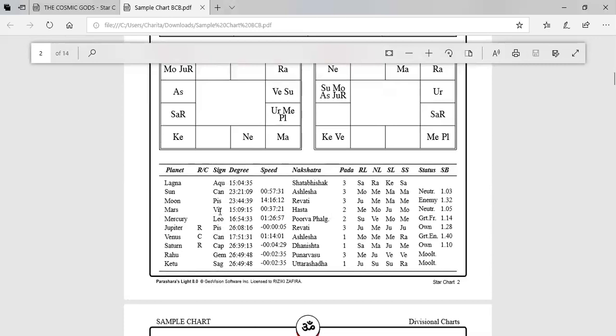Just like the sun signs have ruling planets or ruling lords, so do the lunar constellations. They also have ruling planets, aka ruling lords. So this is what NL stands for: nakshatra lord. SLSS, don't worry about that; we won't get into that now. Status: again, this is a computerized interpretation of the condition of your planets.